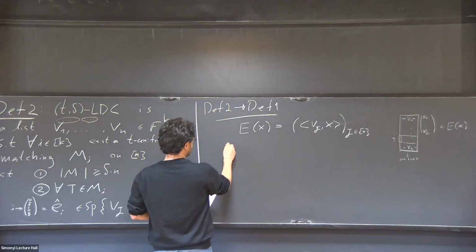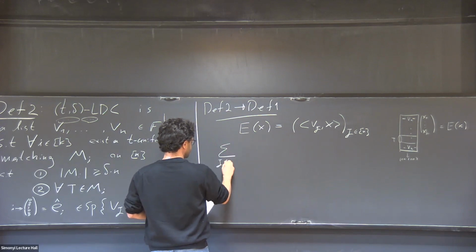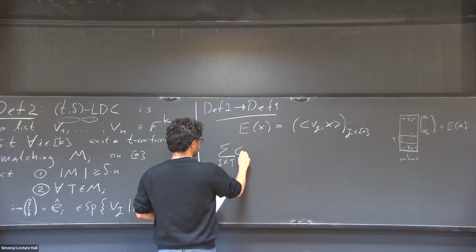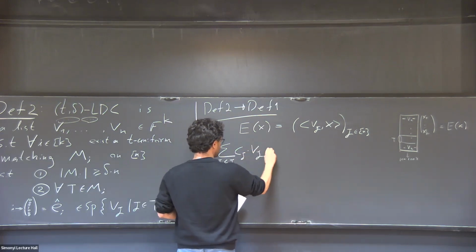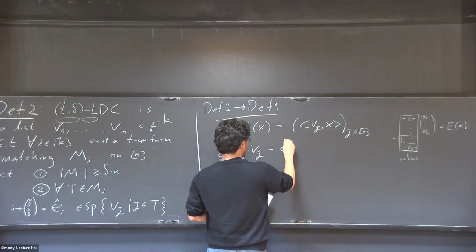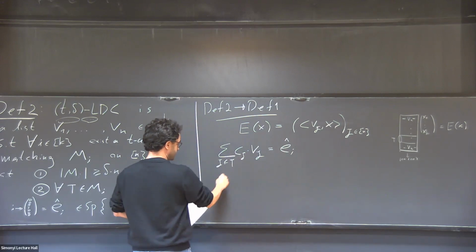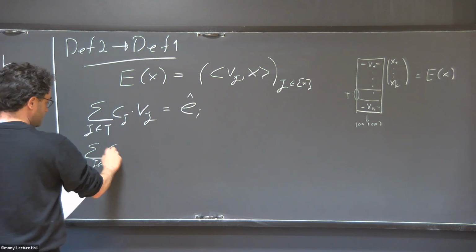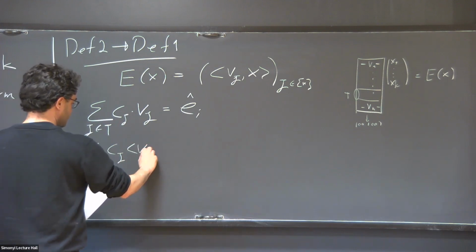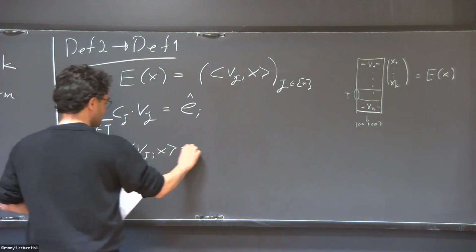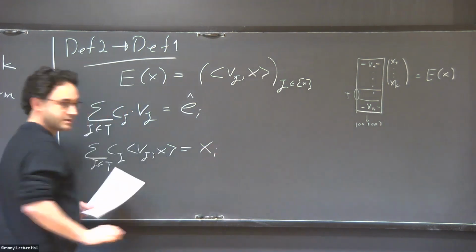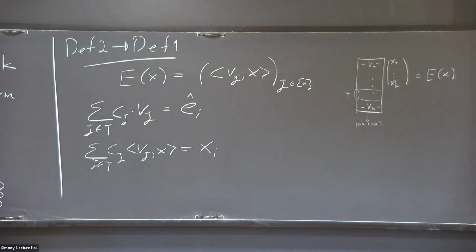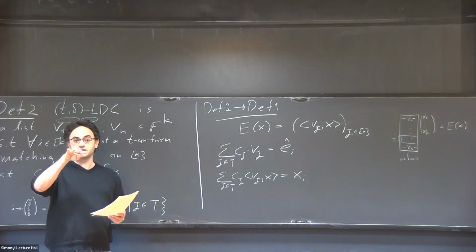So if I have, let's say, the sum over j in T of c_j b_j equals e_i, then I can just take the inner product with x and I get that the sum over j in T of c_j b_j x equals x_i. So any tuple in M_i gives me T places that determine x_i.